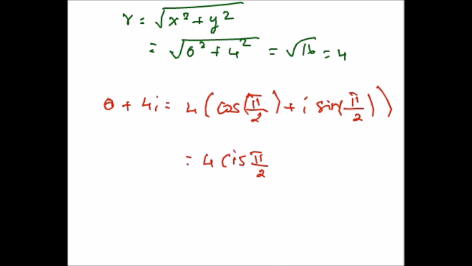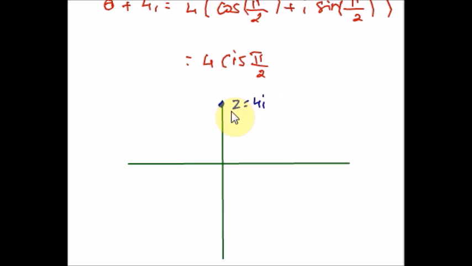Let me show you how I got pi over 2 using a graph. Z equal to 4i, right? So I am going to graph that one. Z equal to 4i will be somewhere on the vertical axis, and it is just one rotation. So for 90 degrees, pi over 2, the angle between these two axes is pi over 2, right? So that is how I got theta equal to pi over 2.